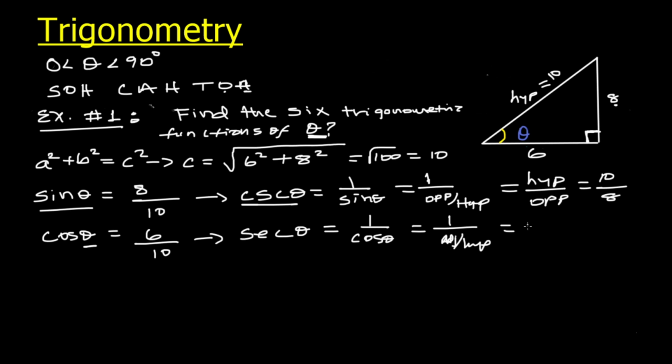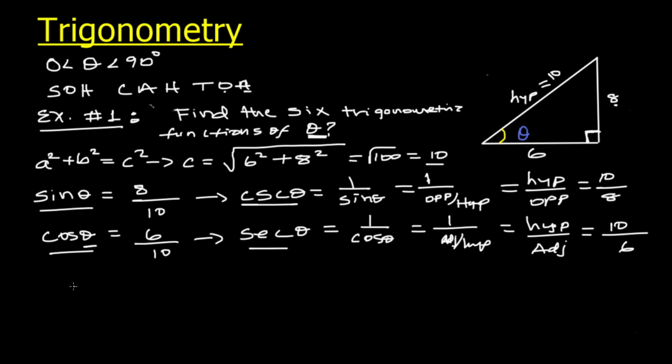This gives us the hypotenuse at the top as the numerator, divided by the length of the adjacent side. Our hypotenuse is the value we calculated here, which is 10. We divide that by the side adjacent to the angle theta, which is 6. Wonderful. That is another 2 relationships we solved.